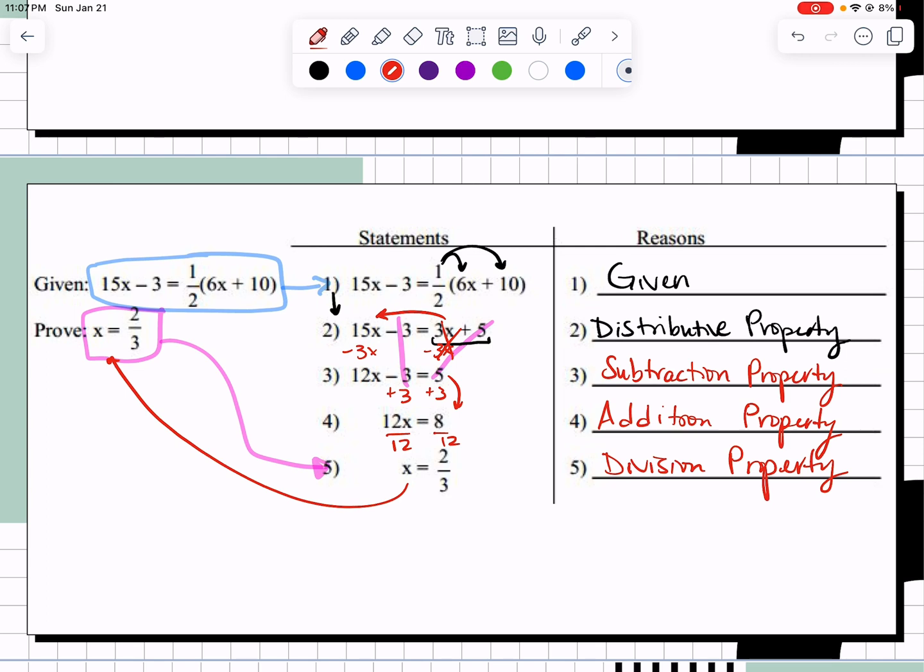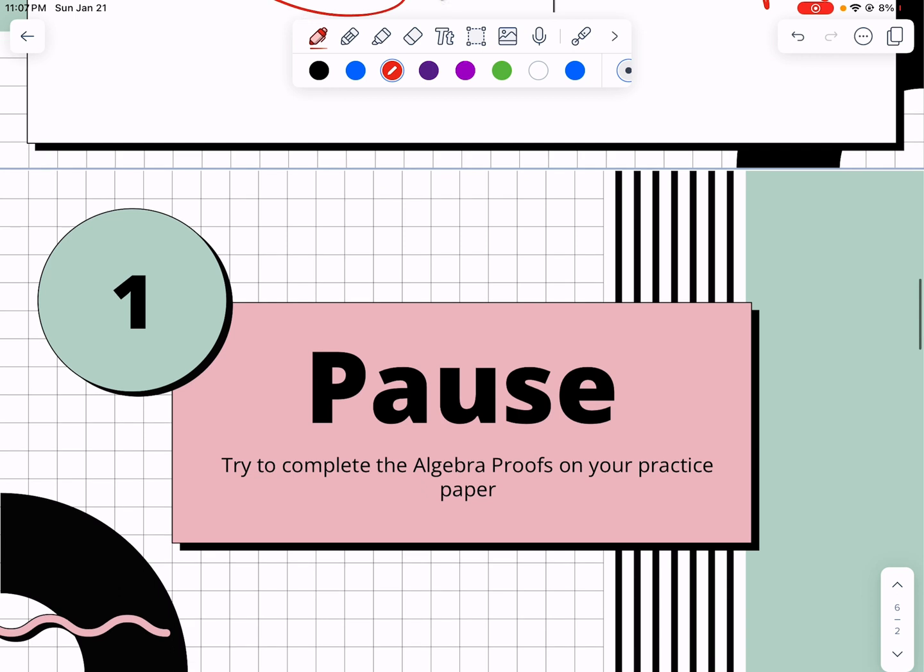All right, so this is kind of the end of algebra proofs. So what I'd like you to do is push pause on the video and go through the following 2 examples of algebra proofs and just get yourself used to that systematic approach. When you're ready, come back to this video and push play, and we'll continue on.